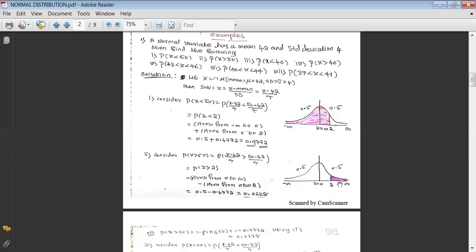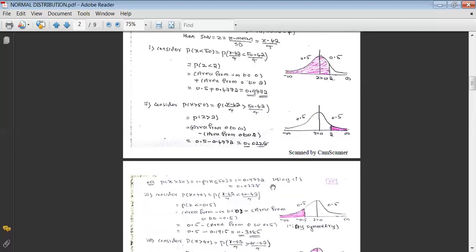That's why I'll say that this can be computed as area from 0 to infinity, that is the right half, minus the area from 0 to 2, which you already read once, that is 0.4772. That is 0.5 minus 0.4772, which is given by 0.02228. That is the probability that the normal variable x is greater than 50.